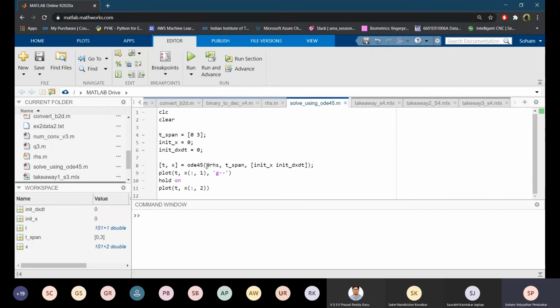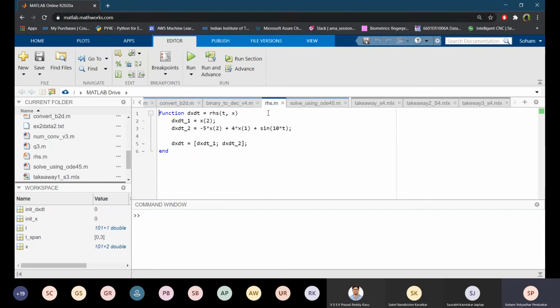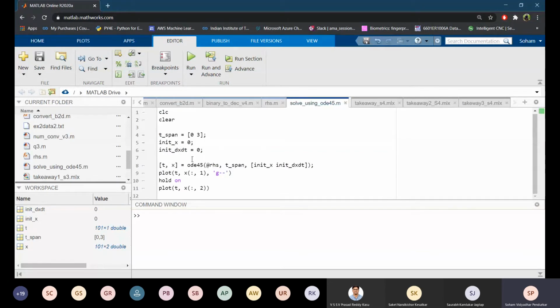Okay, so I created an RHS, a right hand side of this function, in which I specified that dx dt 1, the first differential equation, is this, the second differential equation is this, and then dx dt is equal to this. I just created an array of it because ODE45 wants it in that form. And I put down the initial conditions.